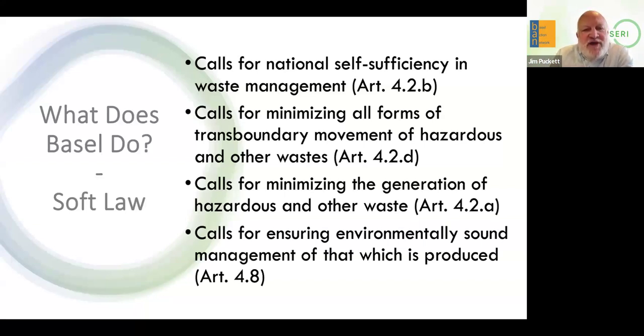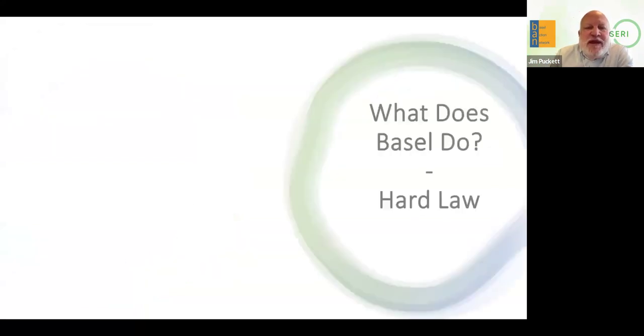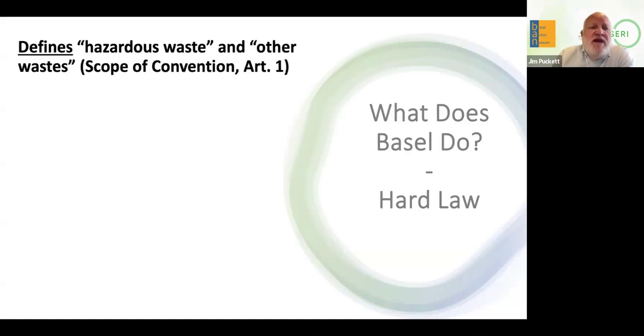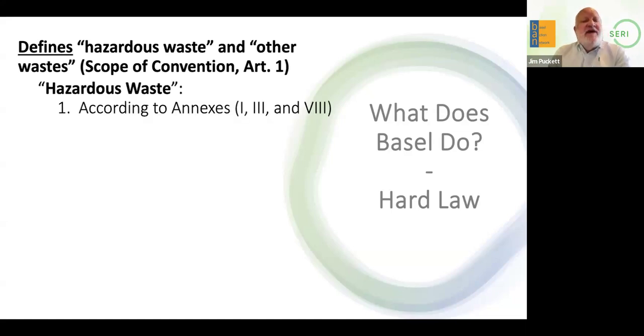Now that soft law is not going to end up directly in the national laws of countries or put anybody in jail. It's the hard law where we need to really look at what it does in actually trying to control the transboundary movement of waste. The first thing it's going to do is define what the scope is. And the scope, as we mentioned, is either hazardous waste or other waste. And that definition, hazardous waste, is according to annexes 1, 3, and 8. And you can find those in the convention.